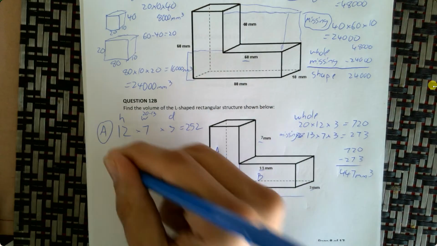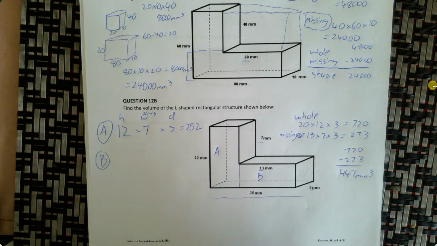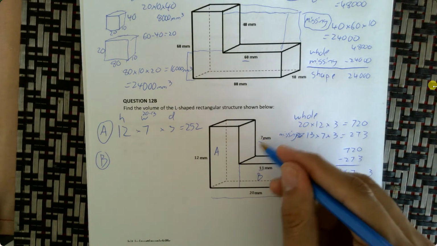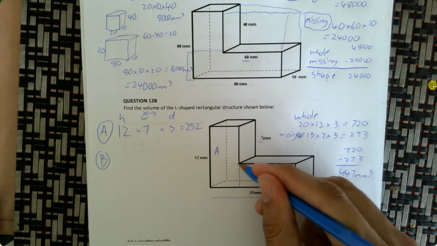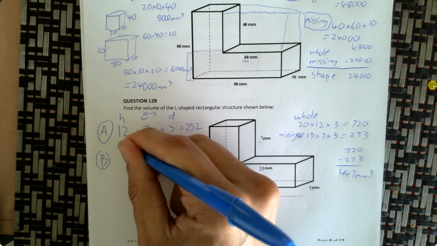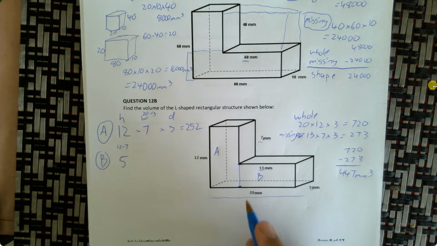Now shape B is going to be a height of 12, take away a height of 7 to get this height here. 12 take 7 is 5. The width, how long across is it?